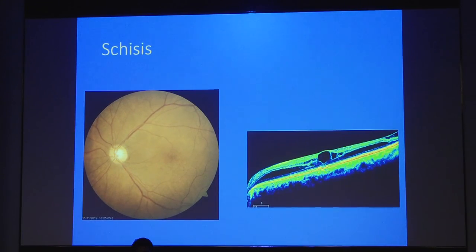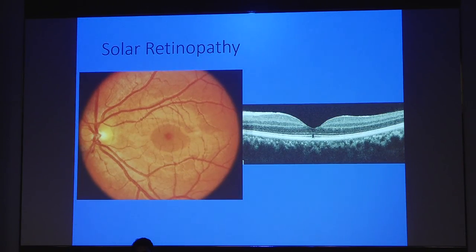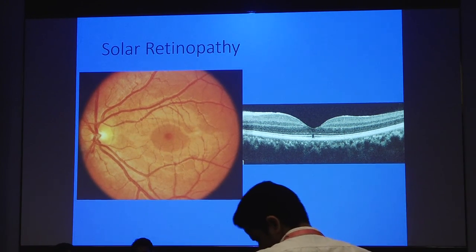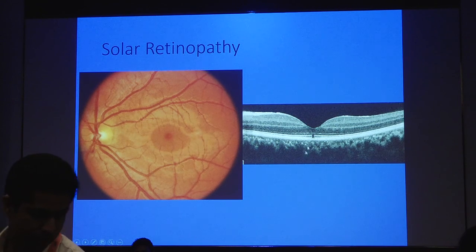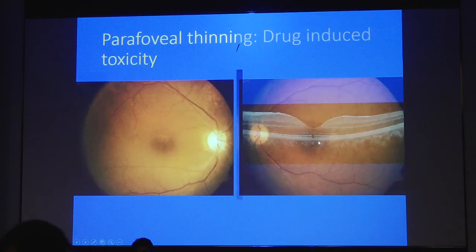If the patient is myopic, in a high myopia patient, sometimes there can be a myopic schisis or macular schisis. Make sure you look into that by doing an OCT. And a very easily missed condition is solar retinopathy, because clinically it looks almost normal, but OCT will show you the small lesion of ISOS junction disruption.